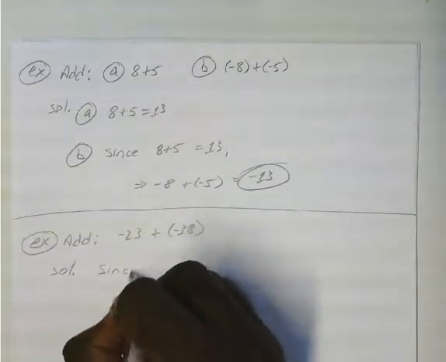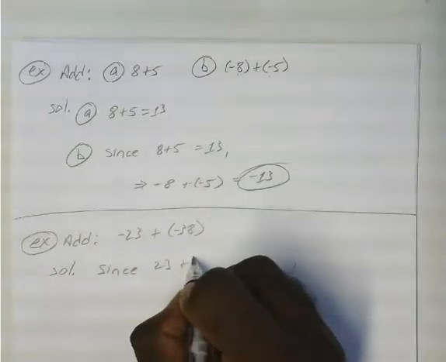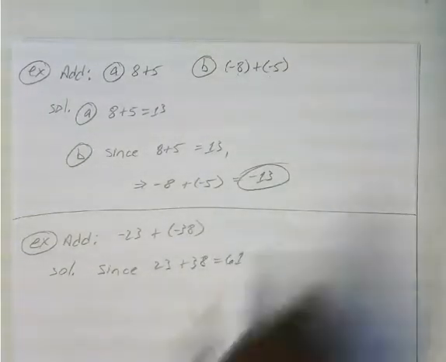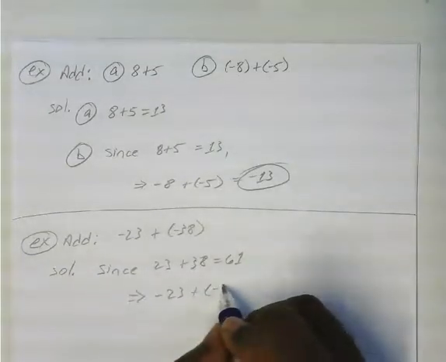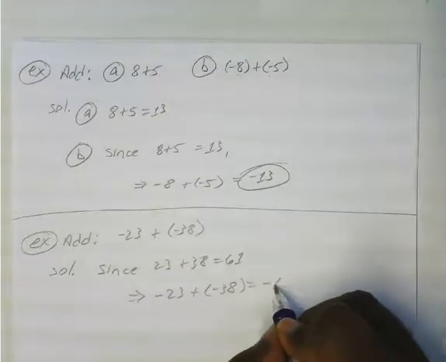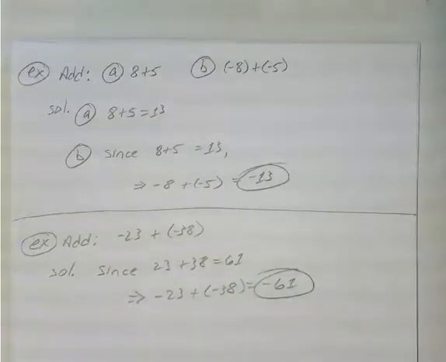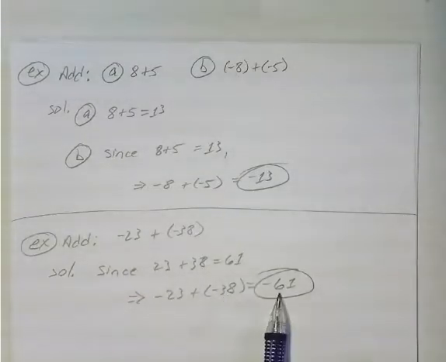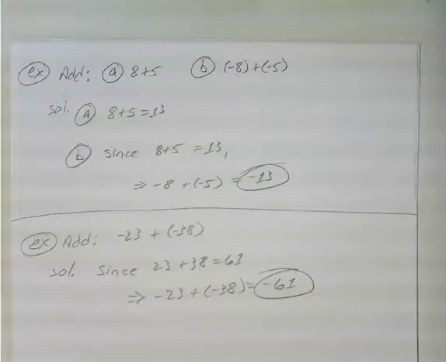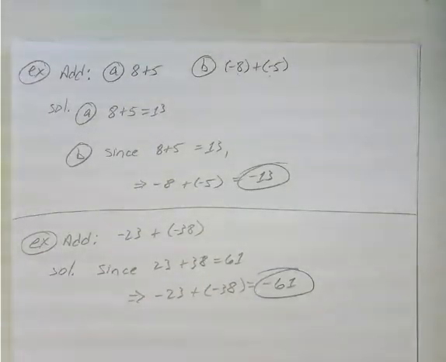Okay, now since we know that 23 plus 38 is 61, that just means that negative 23 plus negative 38 is just negative 61. That's it. So if you add the positive values, adding the two negatives is just the same answer but negative. Now, that's if the signs are exactly the same. If the signs are different and you want to add them, then you have a little tweaking to do on your approach.